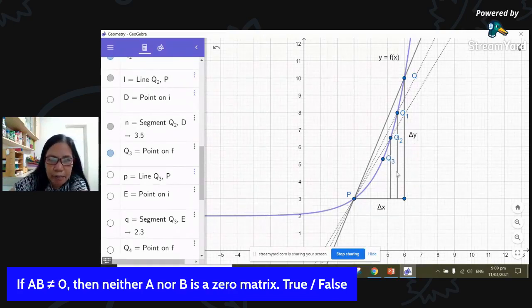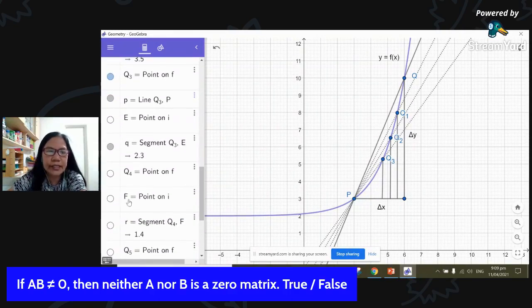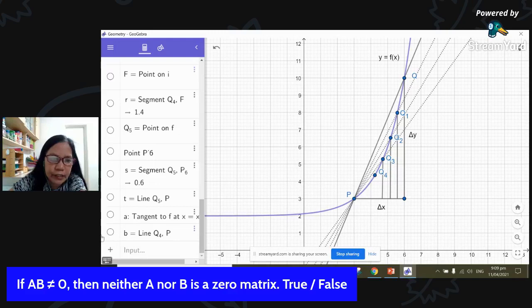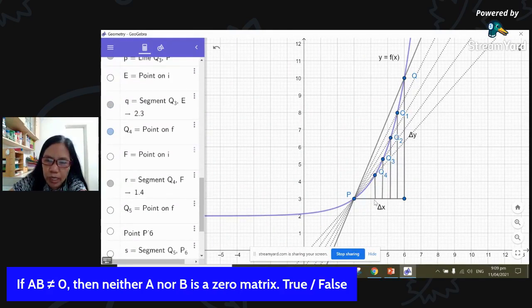And let's have a point Q sub 3, and let's take the secant line, and this is now our change in y over change in x. Then for point Q, as you can see, point Q is getting closer and closer to point P. And then let's take the tangent line and add the segment so that we can visualize the change in y over change in x. And then taking point Q sub 5, closer and closer to point P.